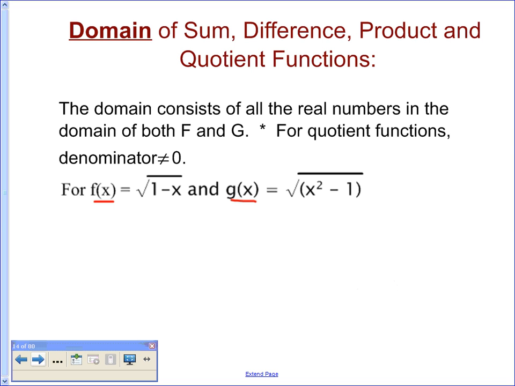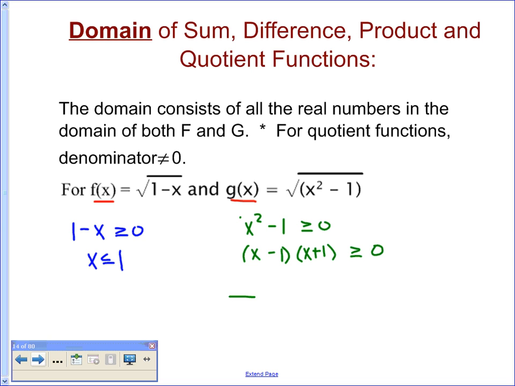So if we have f of x, then for the domain of this, we're going to say 1 minus x is greater than or equal to 0, which means that x is less than or equal to 1. So we have the domain of your f of x, and then for the domain of our g of x, x squared minus 1 is greater than or equal to 0. You notice that you have an inequality, and the exponent there is greater than 1, so we need to factor, and we're going to have to use test points in this case.